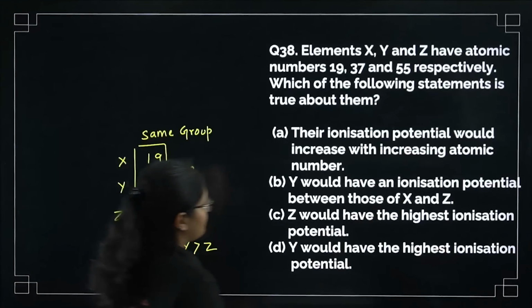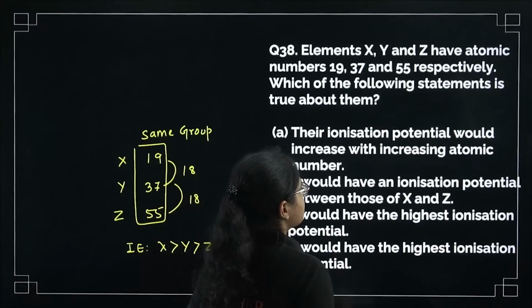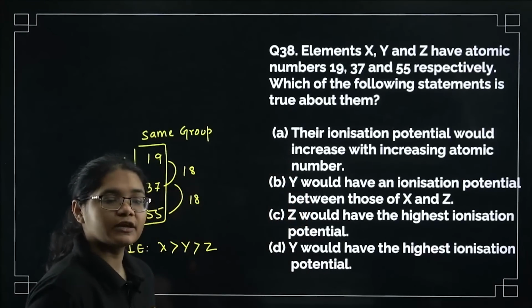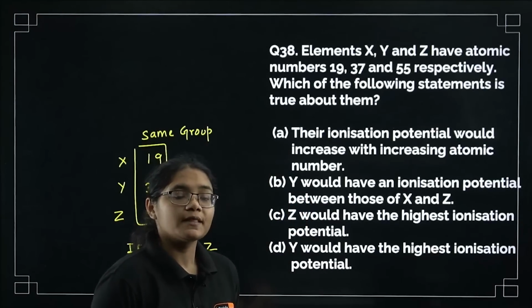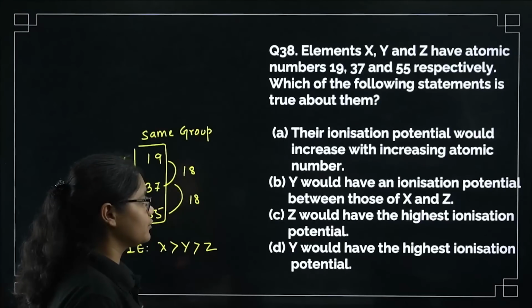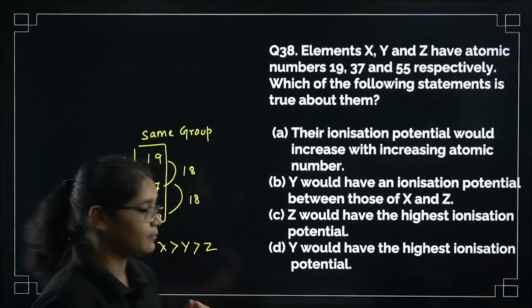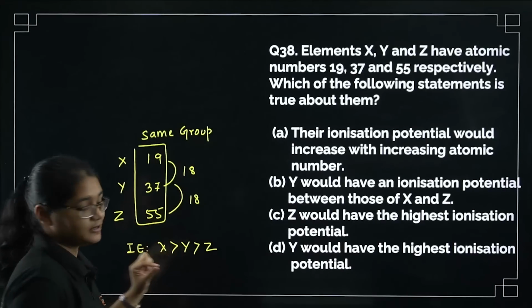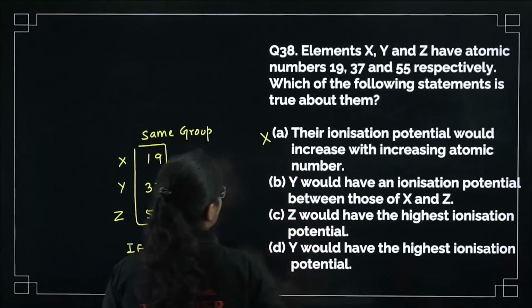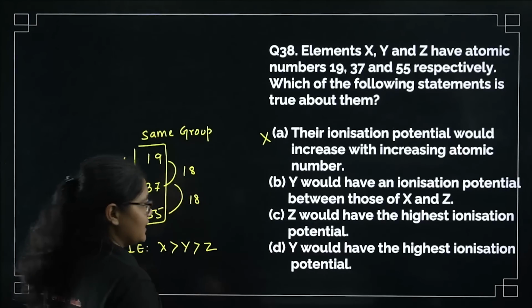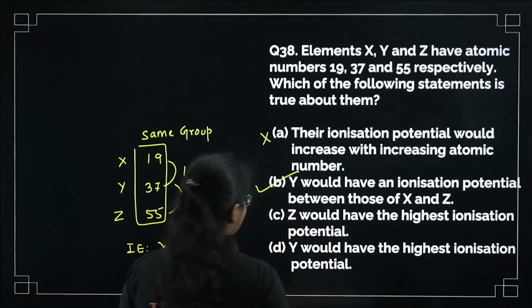The first point that is given: their ionization potential would increase with the increased atomic number. Is this a true statement? Obviously not. Why? Because down the group the atomic number is increasing but the ionization potential is decreasing, so this is the wrong one. Then, Y would have an ionization potential between X and Z. Yes, that is correct. So option B can be the correct one.